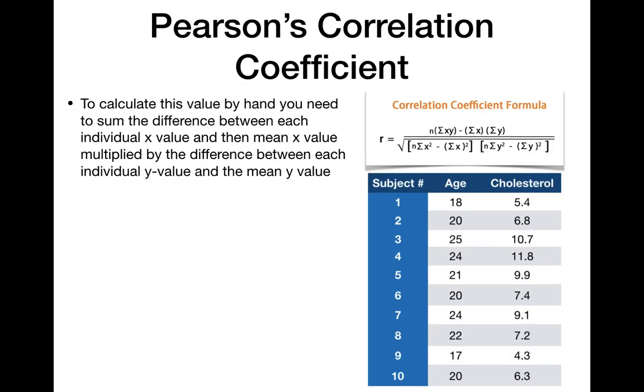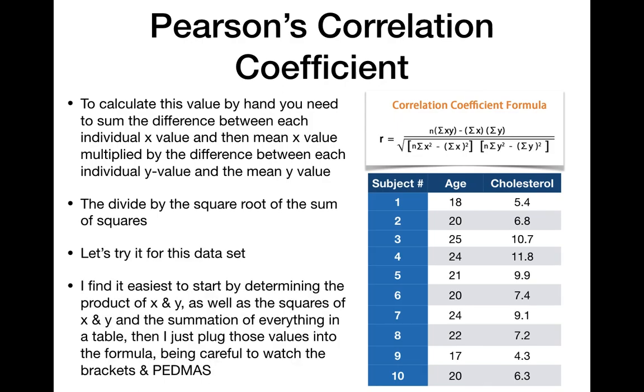Okay, so to calculate by hand, looking at the formula here, you have to do the sum of the difference between the individual X value and the mean X value, multiplied by the difference between each individual Y value and the mean Y value. And then divide by the square root of the sum of the squares. So let's try it here.